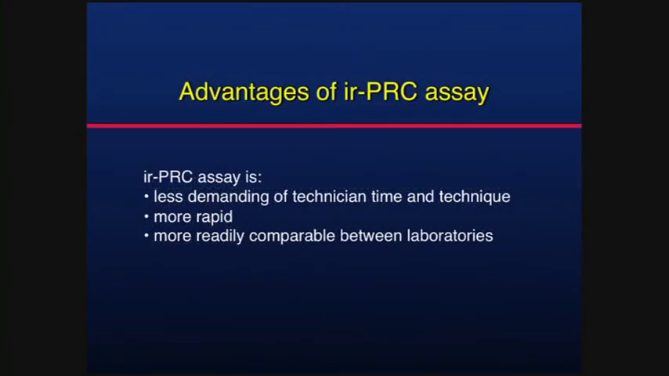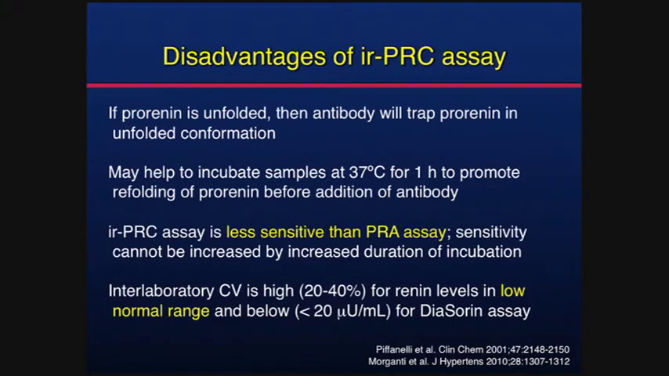Now, the advantages of the immunoassay are that it's much less demanding of technician time and technique, it's more rapid, and it's easier to compare values measured between laboratories. But the disadvantage is that if the pro-renin is unfolded because of the way the sample's been handled, if it's been at 4 degrees or at room temperature before the assay, then because the antibodies bind immediately, there's no possibility of the pro-renin refolding before the assay. And so it may help to incubate the samples at 37 degrees for an hour to promote refolding before the sample sees the antibodies in the immunoassay.